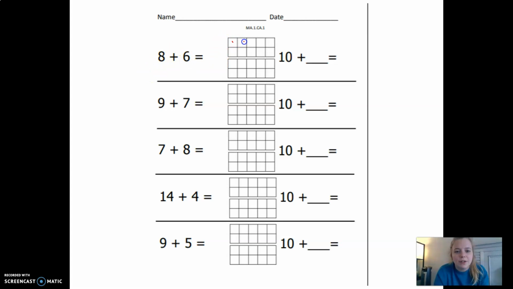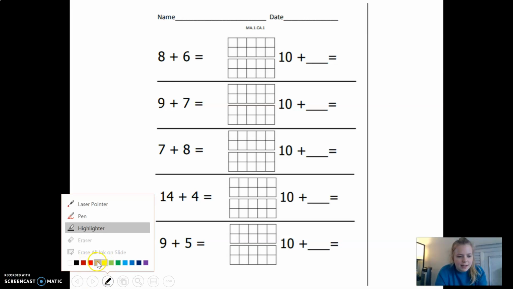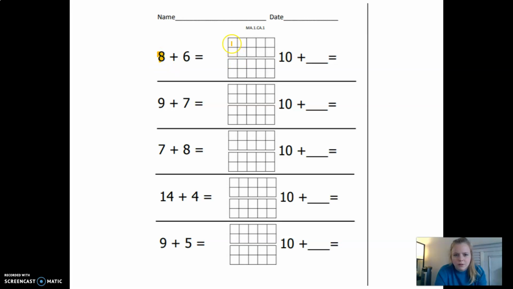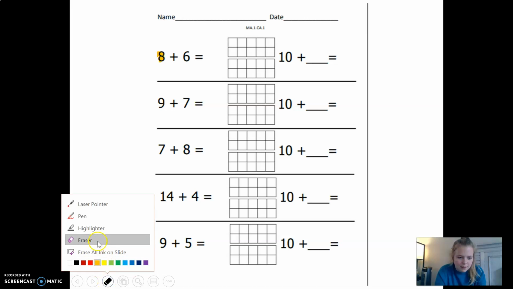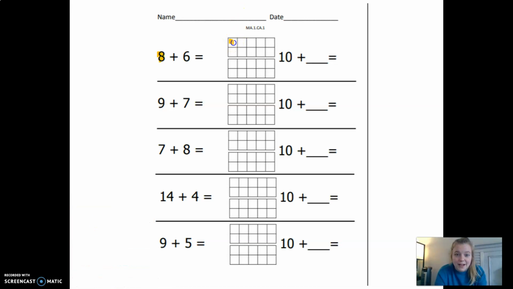So I have 8 plus 6, so I'm going to start by filling in 8. Okay, so I'm going to start by doing my 8. So I'm going to do 1, 2, 3, 4, 5. I think I messed up. That's why we got to make sure we're filling them in carefully, right? So let me start over. So I'm going to do 8. 1, 2, 3, 4, 5, 6, 7, 8, and then I'm going to switch and do 6.